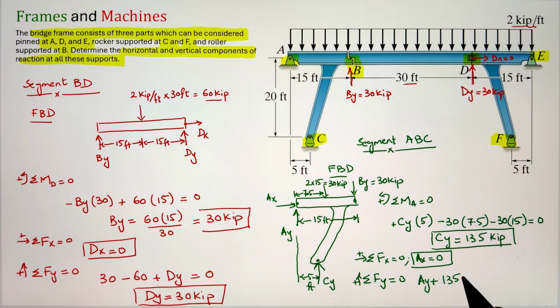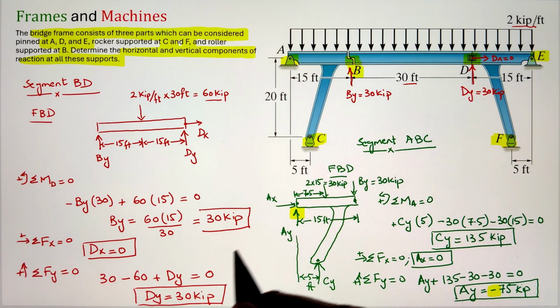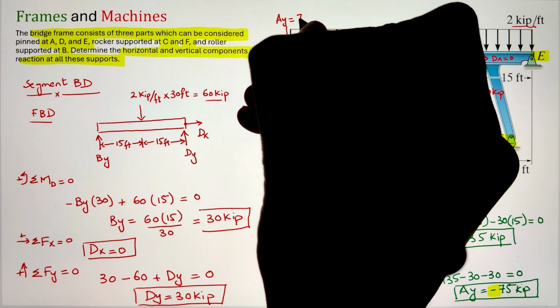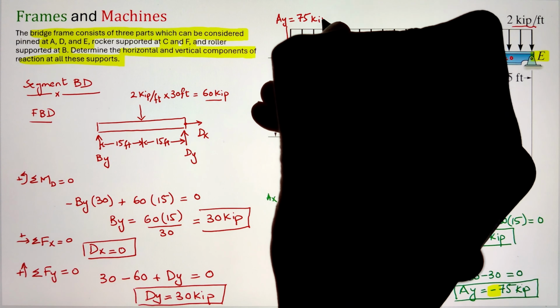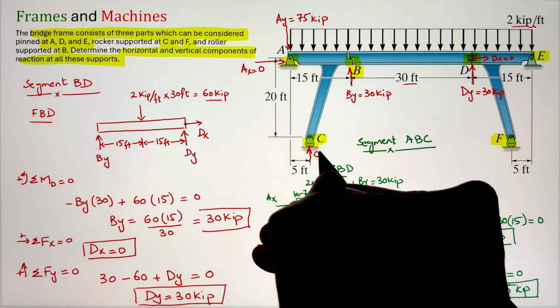that is our Cy going in the upward direction. And then I have my By going downward, as well as the distributed load converted into a point load going downward. Simplifying, we get the value of Ay as negative 75 kip. Now here the negative sign is indicating that for the direction that we picked on our free body diagram, the actual force is in the opposite direction. So representing them on our diagram, our Ay is pointing downward at 75 kip, Ax is equal to 0, whereas Cy is going in the upward direction at 135 kip.